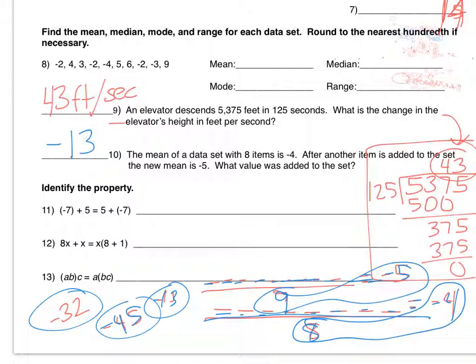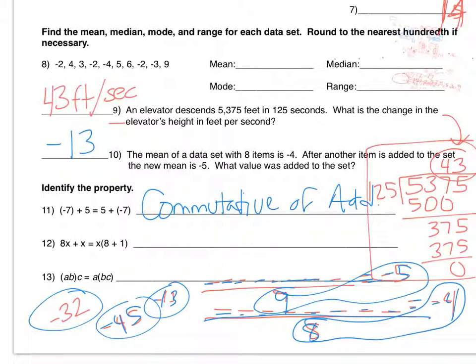For 11, 12, and 13, we have to remember the properties in algebra because it helps us do lots of problem solving. In number 11, we're talking about rearranging the order, which is the commutative property of addition. There's also a commutative property of multiplication, saying that we can multiply in any order and still get the same number. So commutative of addition.